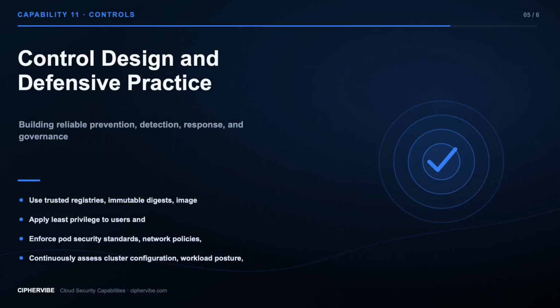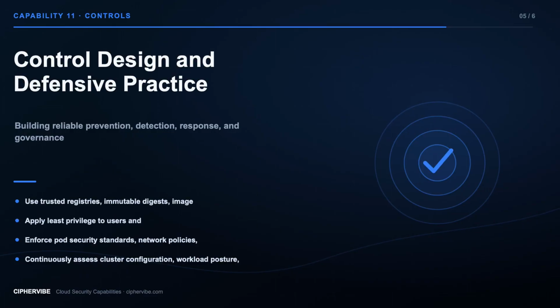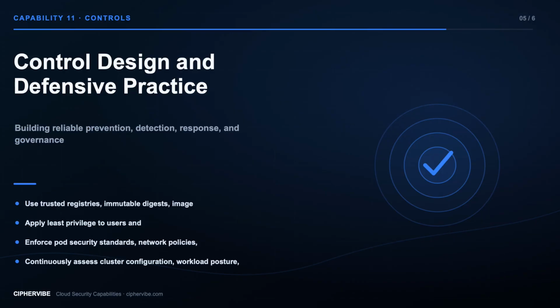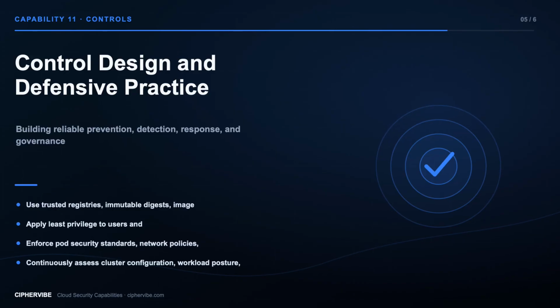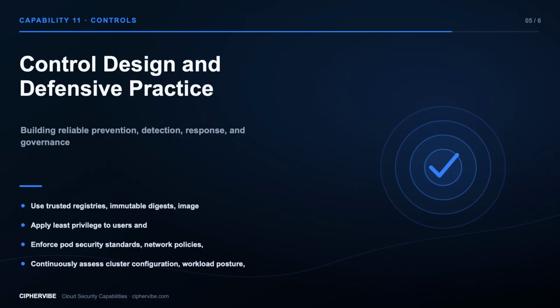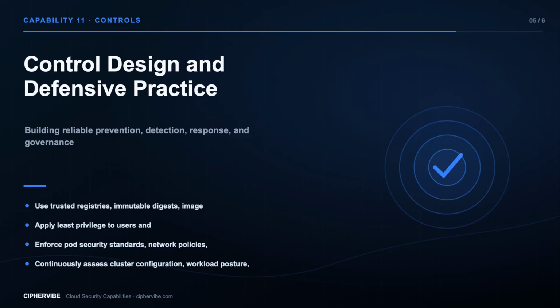A dependable container and Kubernetes security program uses defense in depth. No single scanner, policy, gateway, or agent should be expected to carry the entire outcome. First, use trusted registries, immutable digests, image signing, provenance verification, and admission enforcement.